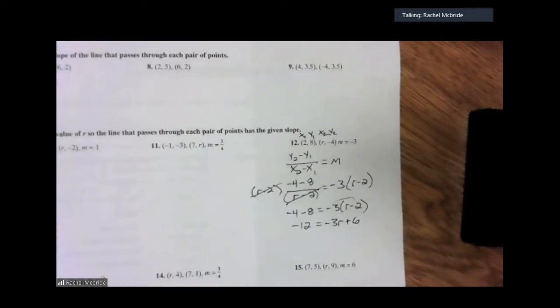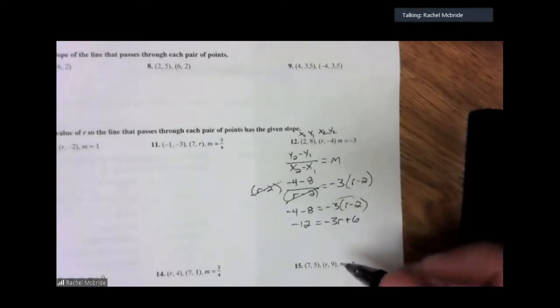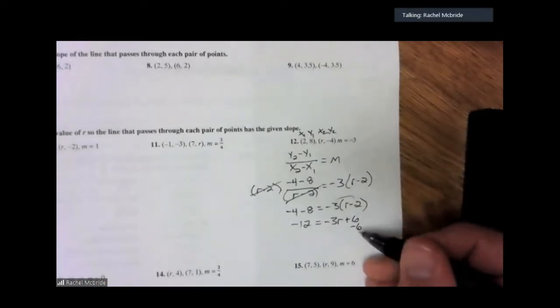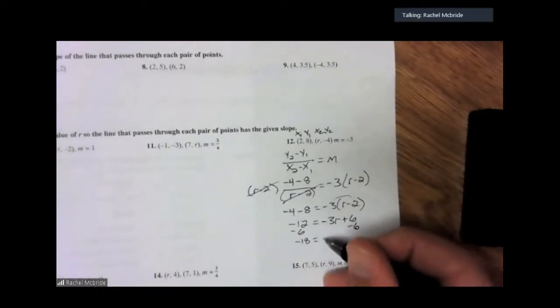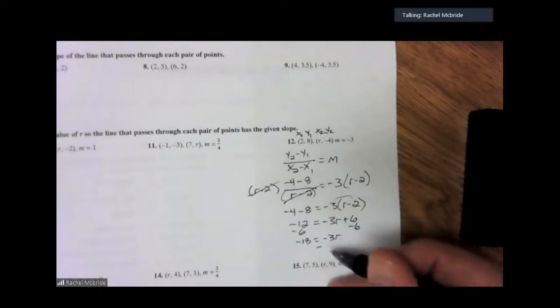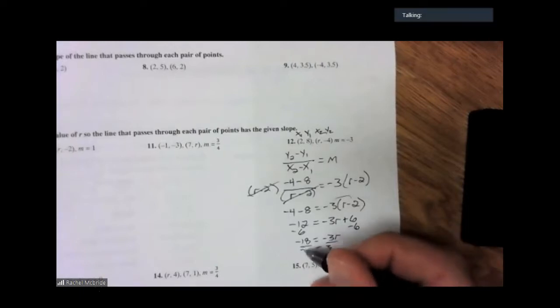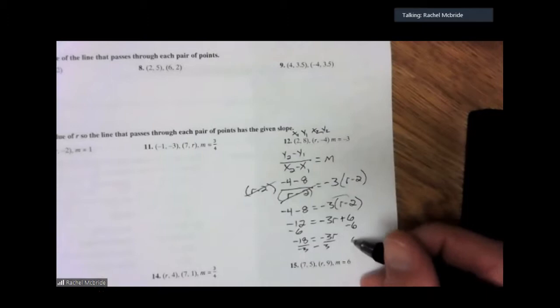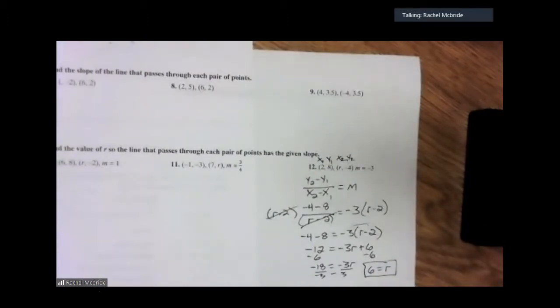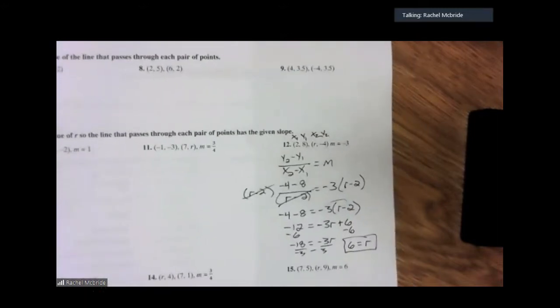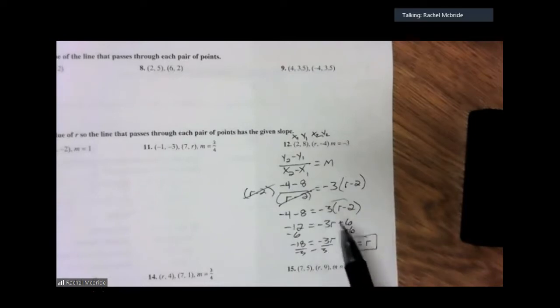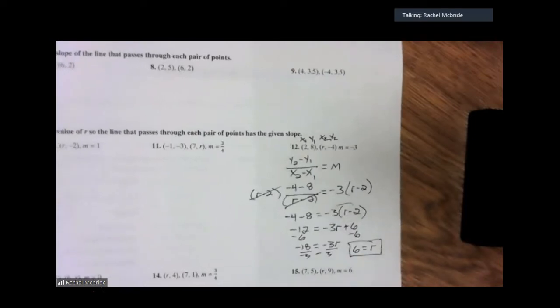Now we just have to solve this equation for r. Subtract 6 from both sides. Negative 18 equals negative 3r. Divide by negative 3. And what I get is positive 6 equals r. So whatever way you want, if you want to do it this way, that's fine. If you wanted to do it the other way I showed you, that's good too. This might be quicker, but both ways work equally.